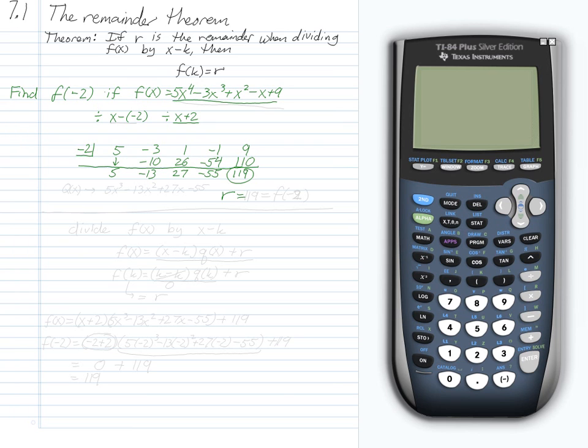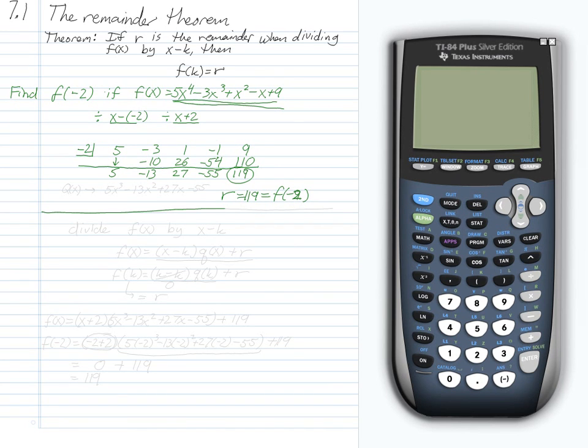Now I don't actually care about the quotient function, all I care about is the remainder. So if my remainder of performing synthetic division, in other words dividing my function by this linear factor, is 119, this is exactly the same as evaluating my function at negative 2. So you can plug negative 2 in for x into your calculator and make sure that this works. But this theorem says that it will always work. So you can now use synthetic division to evaluate functions at particular x values.